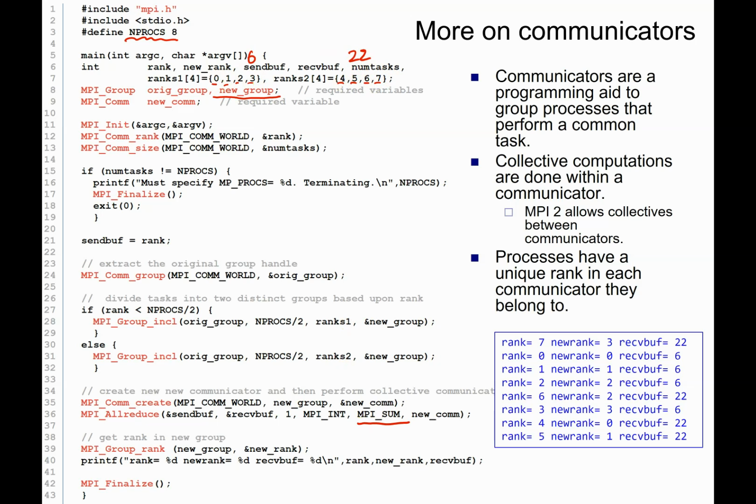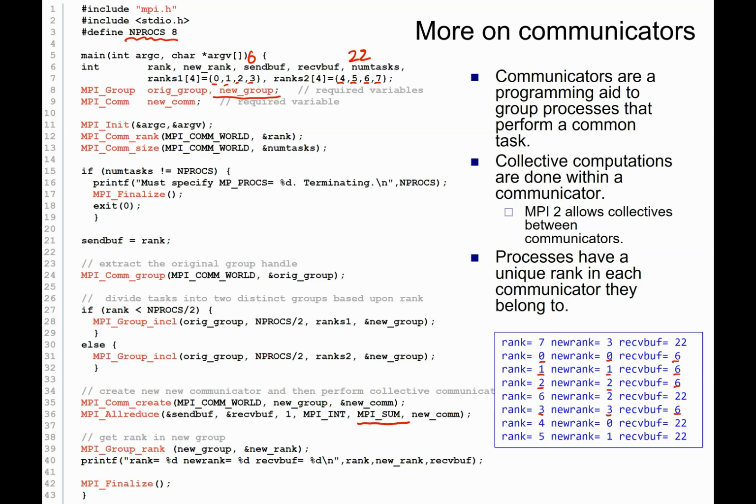Finally, you're going to print out your old rank and your new rank, and also this all reduced value that you have, your received buffer value. So if you run this, you could get an output maybe like this. Here you see that the processes with old ranks 0, 1, 2, 3, their new ranks are again 0, 1, 2, 3, and the value that they receive is the sum of 0, 1, 2, 3. So that's going to be 6.